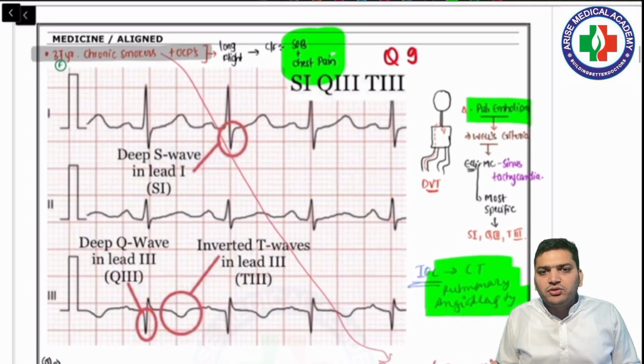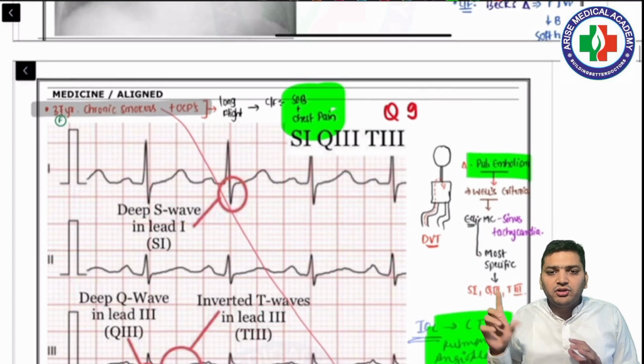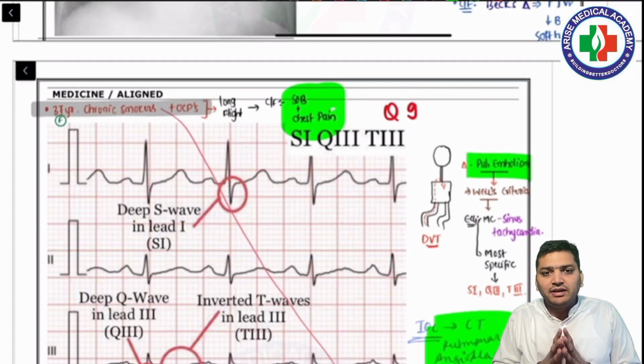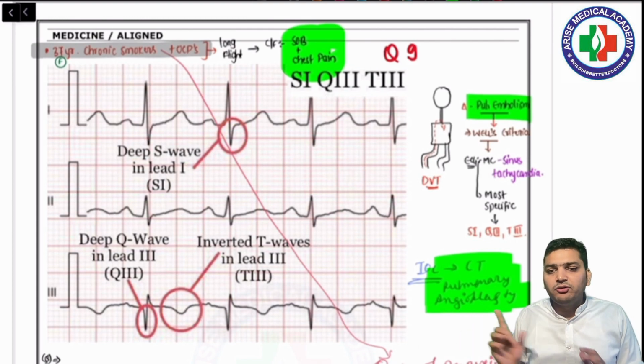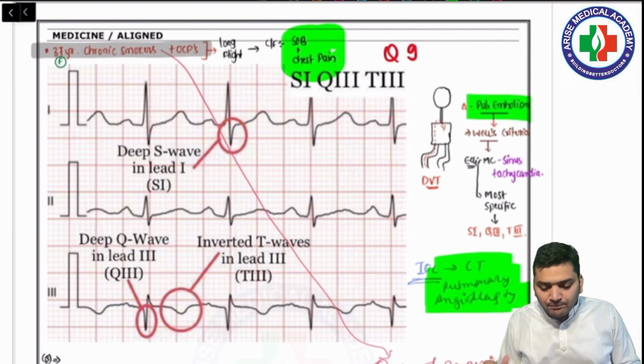Then the ninth question was a bedridden patient, and in a bedridden patient there is always a risk of formation of deep vein thrombosis, as we have discussed in the class. The shortness of breath, sudden onset breathlessness, chest pain, these were the words they used. And then they asked which investigation you are going to do. We are going to do the pulmonary angiography.